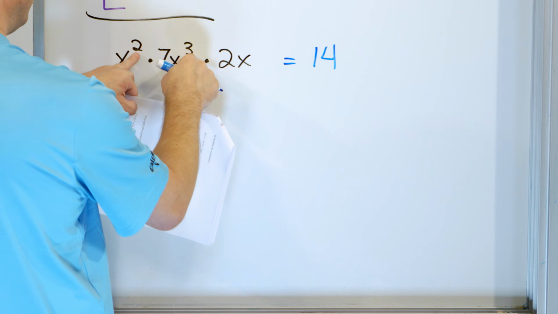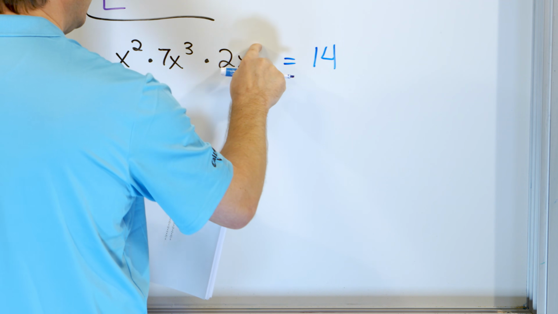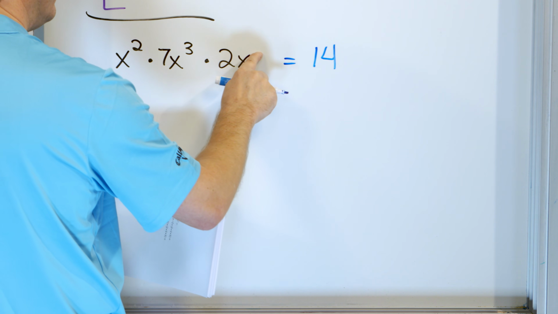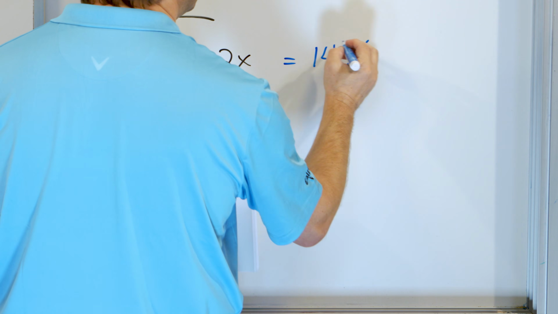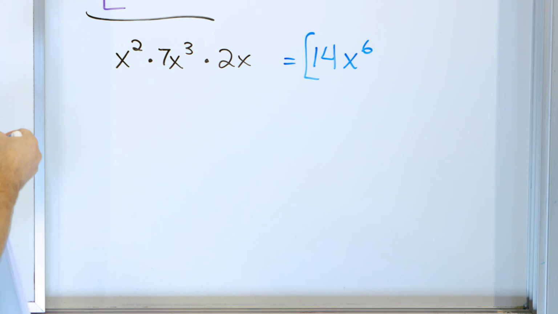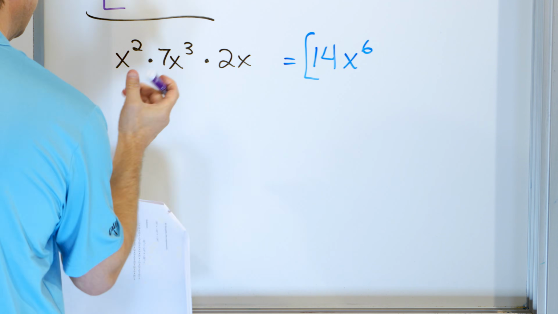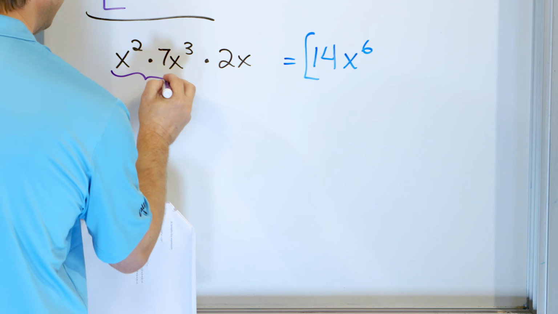So we multiply our numbers together, and then we have exponents with the same base here. So we add them. 2 plus 3 is 5, and then 5 plus 1 more here. There's an invisible x to the 1st. 1 more is 6. So it's 14x to the 6th power. That's the answer.